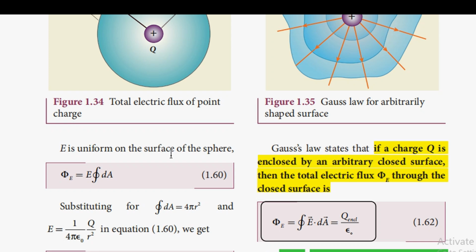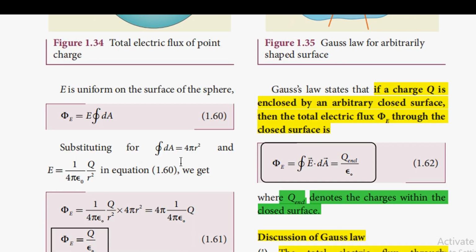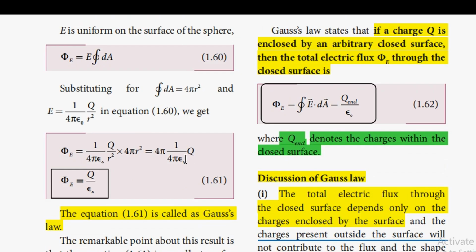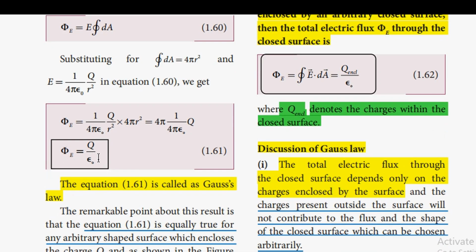Here E is uniform on the surface of the sphere, so phi E equal to E times closed integral of dA. Substituting closed integral of dA equal to 4 pi r square and E equal to 1 by 4 pi epsilon q by r square in equation 1.60, we get phi E equal to 1 by 4 pi epsilon q by r square into 4 pi r square. That's given by 4 pi into 1 by 4 pi epsilon q, so phi E equal to q by epsilon, and this equation is called Gauss law.